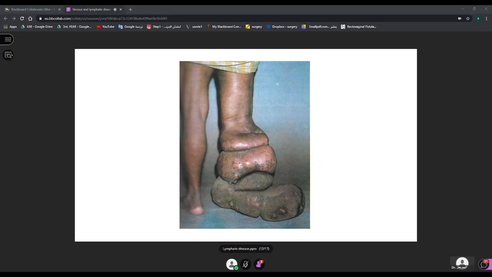Every time you get deposition of fluid, and then inflammation, deposition of fluid, inflammation, eventually it can reach something quite disfiguring like this. So this is the classical example of elephantiasis. Why do they call it elephantiasis? Because you can see here how big this lower limb became. It's just like the foot of an elephant, and that's why filariasis is also known as elephantiasis. Okay.